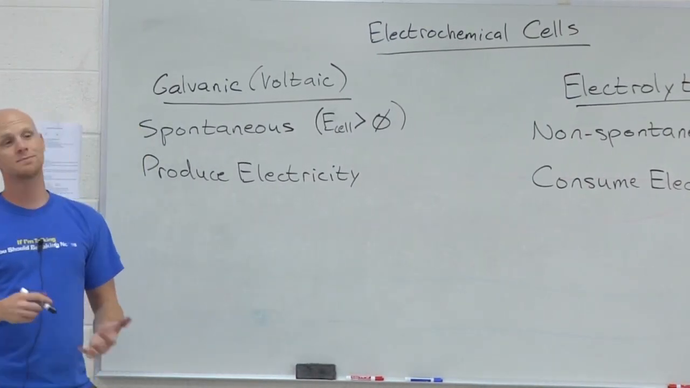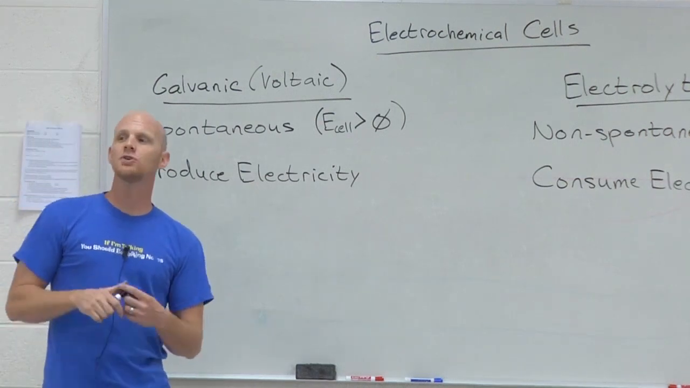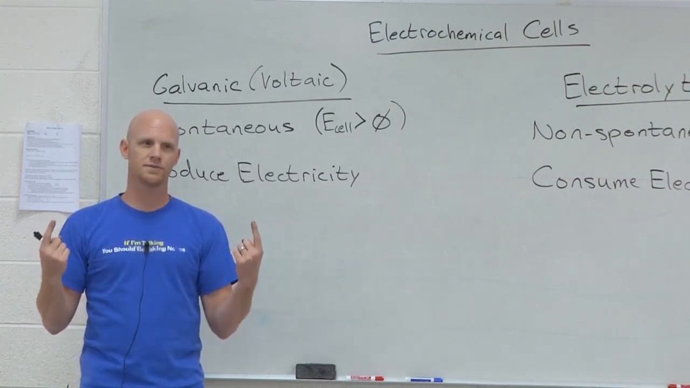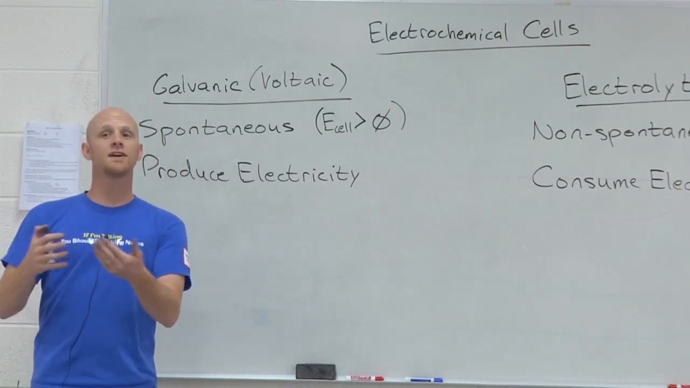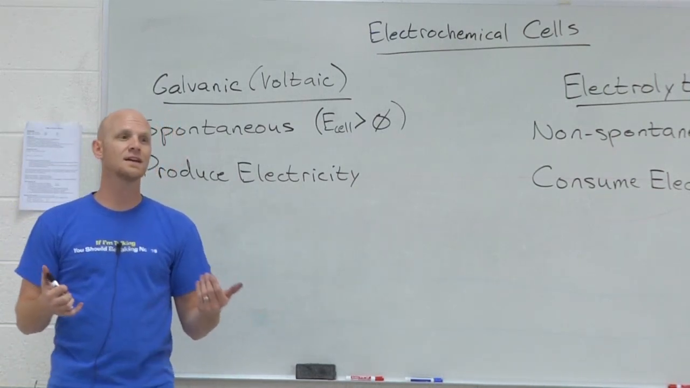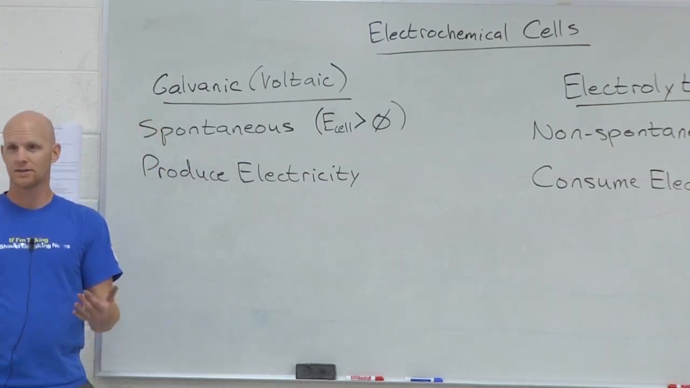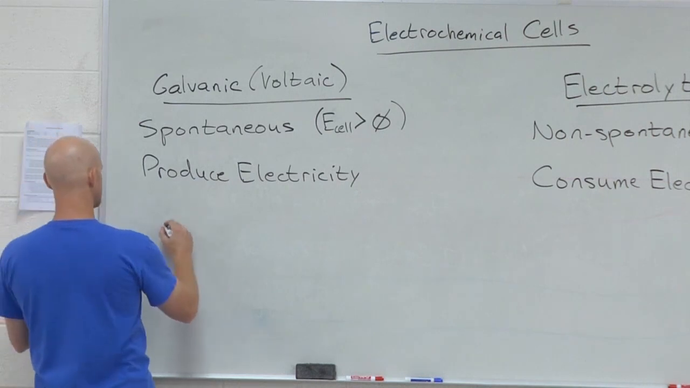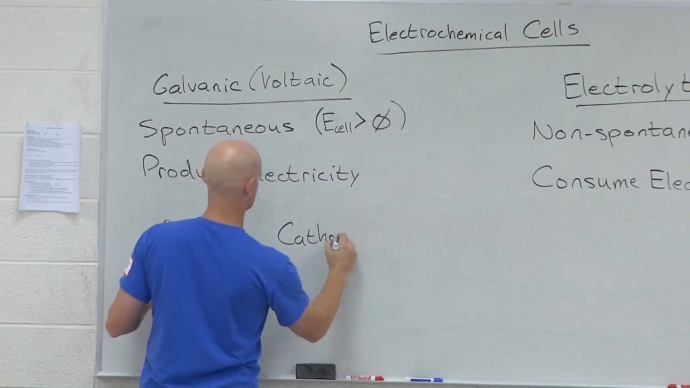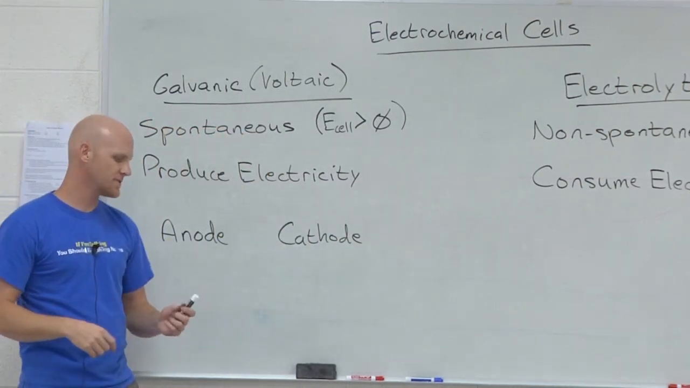Cool. We got some more terminology. It turns out when you've got an electrochemical cell, you have two electrodes. In every electrochemical cell, you always have two electrodes. One of the electrodes is where oxidation takes place. One of the electrodes is where reduction takes place. So at one of the electrodes, electrons are lost, and at the other electrode, electrons are being gained. And we have names for these, called anode and cathode.